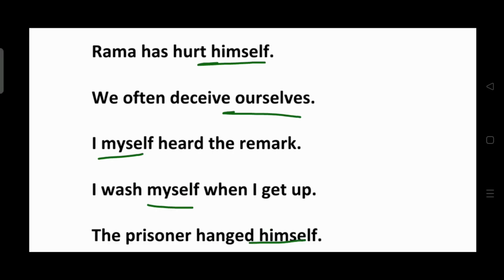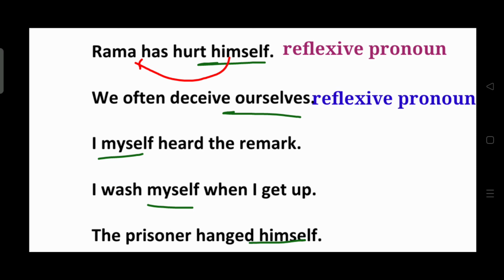I am sharing with you many sentences. This is a worksheet. Let's solve the worksheet together. Rama has hurt himself. Has hurt is the verb and has hurt whom? Himself. The object himself refers back to the subject Rama. Rama, himself, same person, reflexive pronoun. We often deceive ourselves. Deceive is the verb and deceive whom? Ourselves. Ourselves again refers back to we.